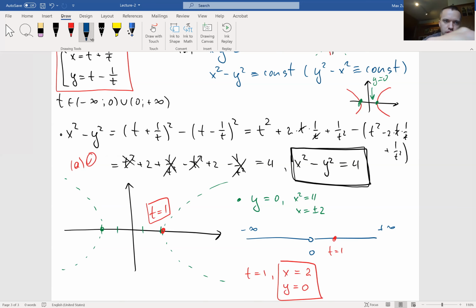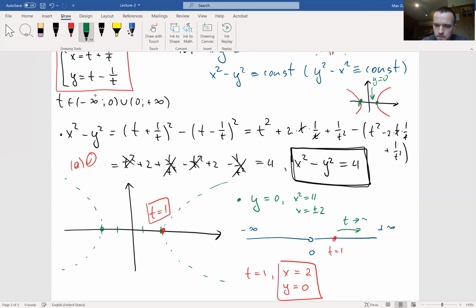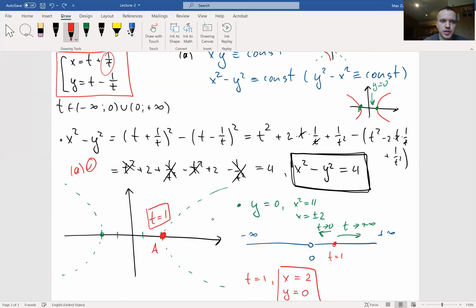What we can do is either send t to infinity or send t to 0. Then 1 over t is going to go to 0, and the only term that is going to matter is t. When you send t to infinity, x and y go to infinity, so we're going to have this direction. And since we know that when t goes to infinity we go this way, that means we're going to have this direction for our parametric curve.